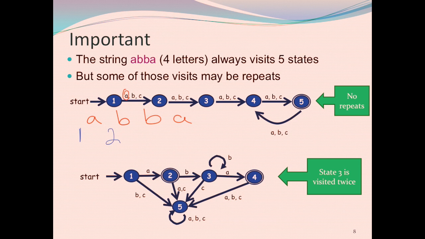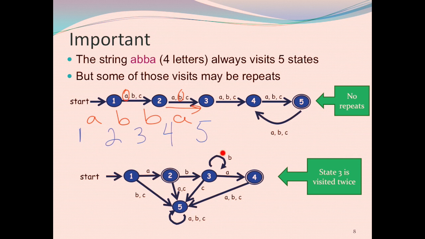From state 2, we saw a B, so we came along that arrow, and we ended up at state 3. We saw another B, and so we ended up at state 4, and we saw our final A that brought us to state 5. So this particular string, ABBA, which had 4 letters, visited 5 states. Of course it was going to visit 5 states, and in this case, none of the states match up.